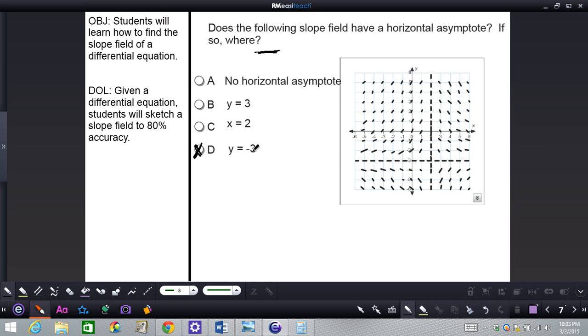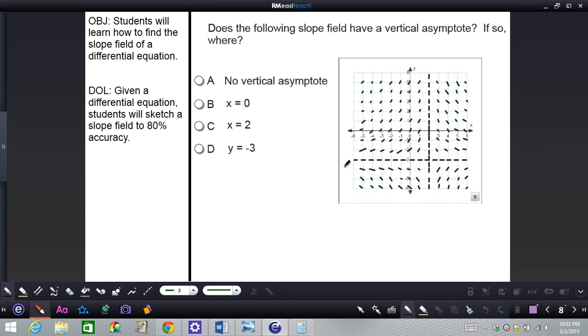Next one. Does the following slope field have a vertical asymptote? If so, where? Well, vertical lines going up and down. So I'm looking to see, does it look like there's a line here that looks like it's going up and down? And it's actually right here. That looks like x equals 2.